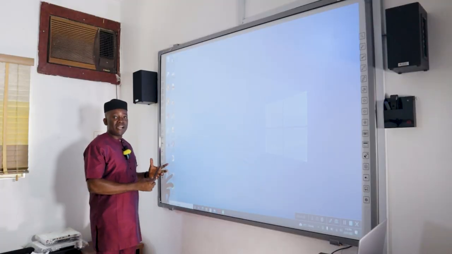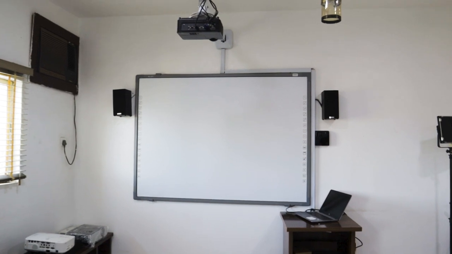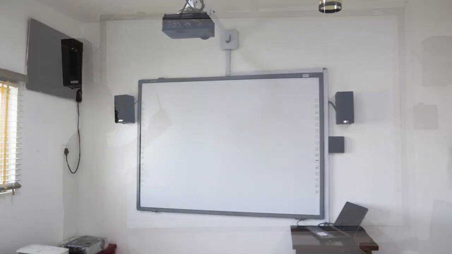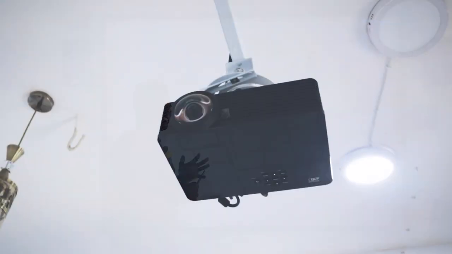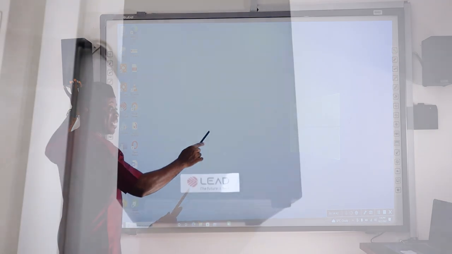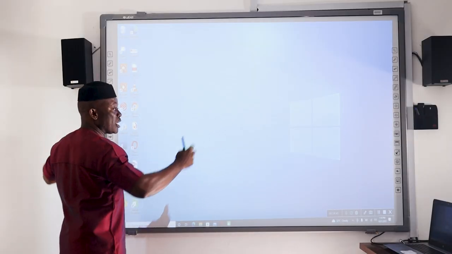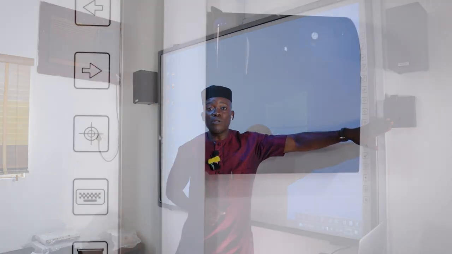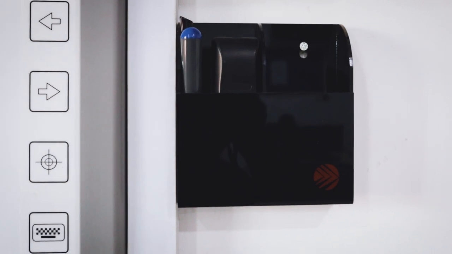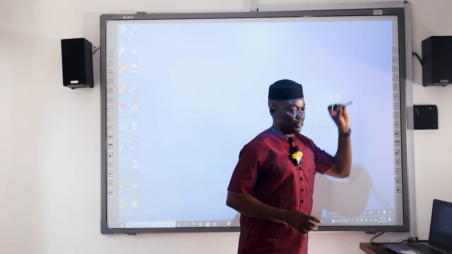Now, LEAD Interactive Board comes with a full package. Our full package is the interactive board, the multimedia projector, either long throw or short throw, and a pair of multimedia speakers for very good sound. It also comes with your pen and remote holder. This is where we put all our pens and the remotes.